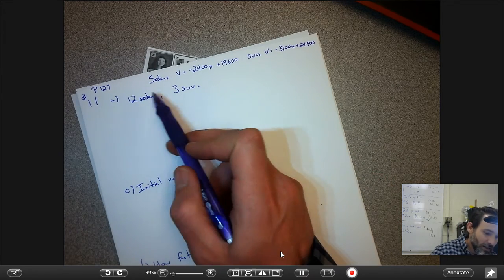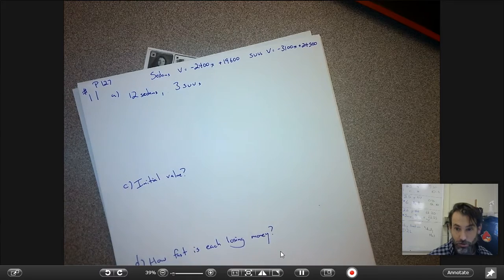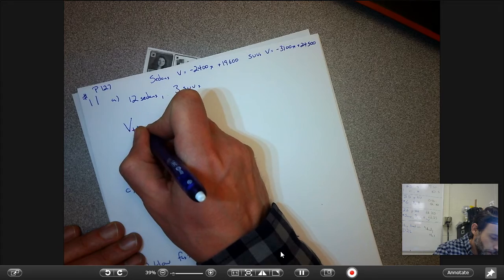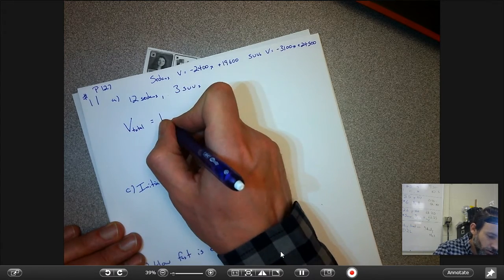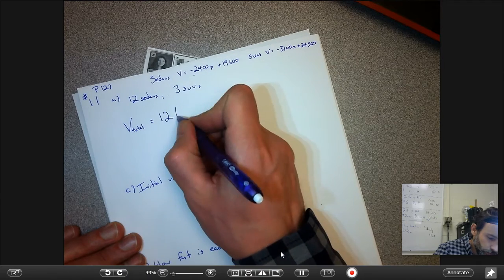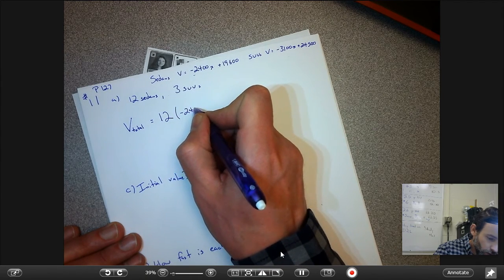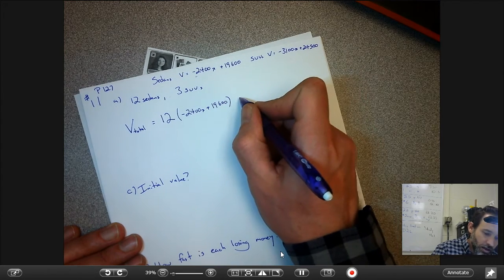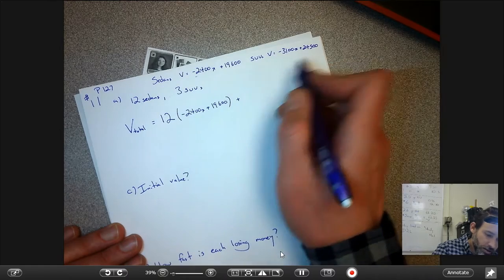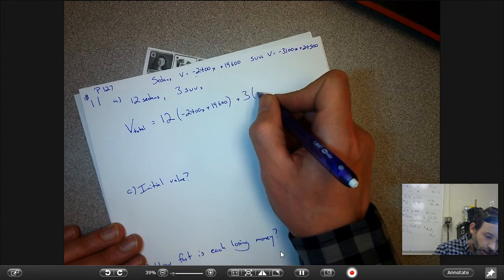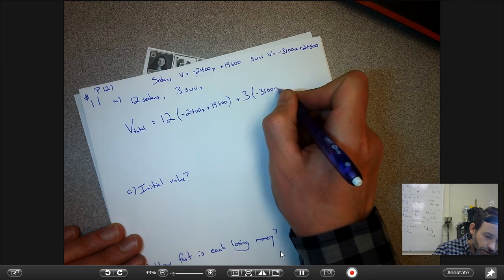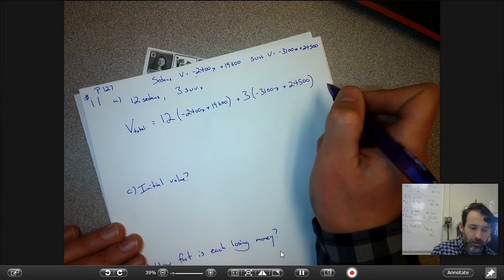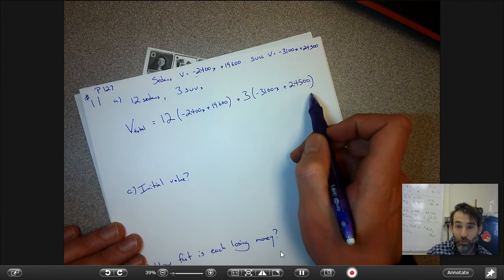Let's carry on with this question, shall we? So 12 sedans, 3 SUVs. We want a formula that shows all of this together. So the total value of the vehicles, V total, is going to be equal to 12 multiplied by negative 2,400x plus 19,600, plus 3 multiplied by negative 3,100x plus 24,500, end bracket.